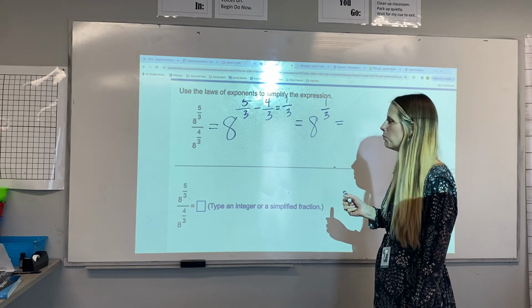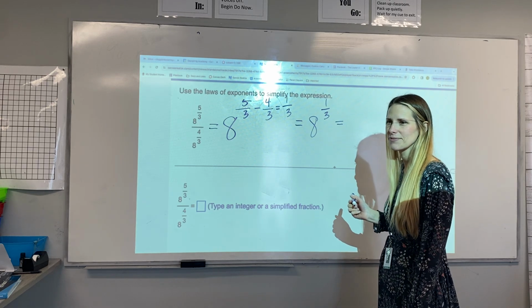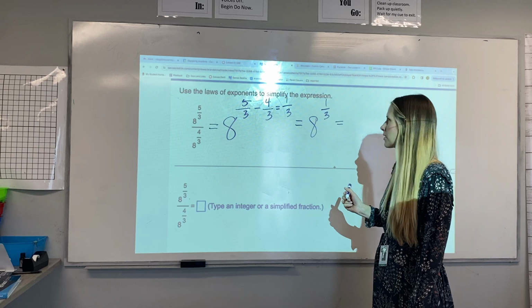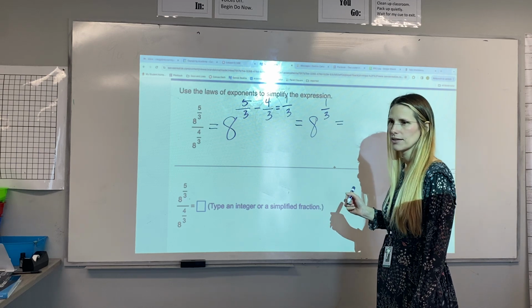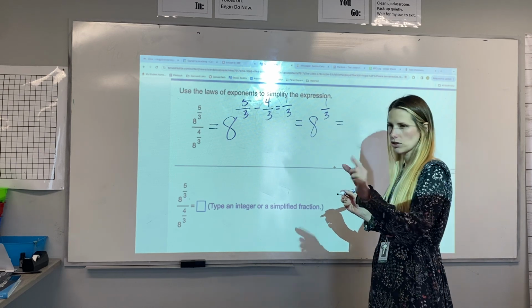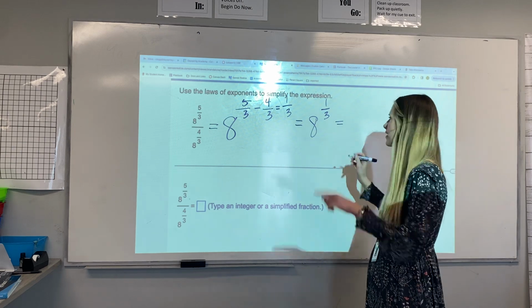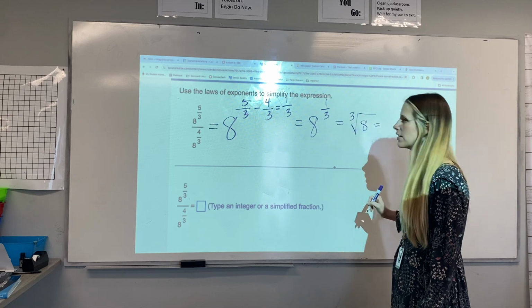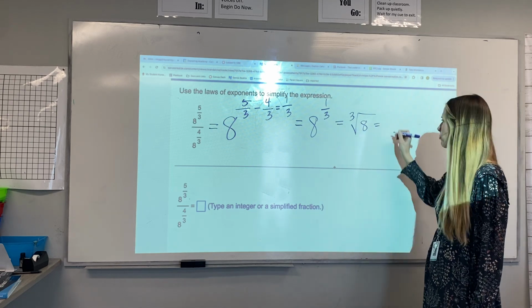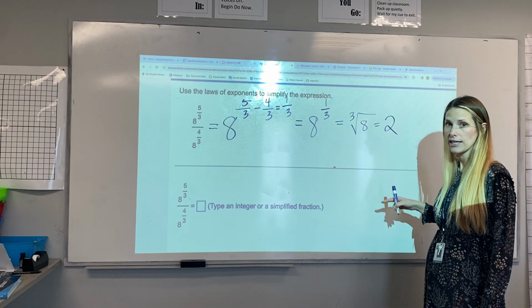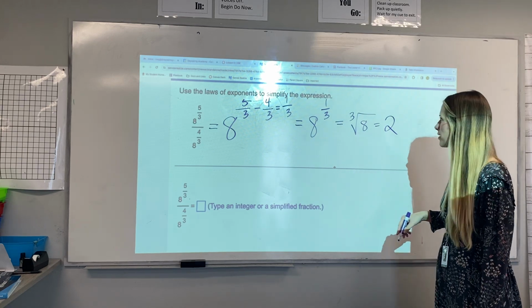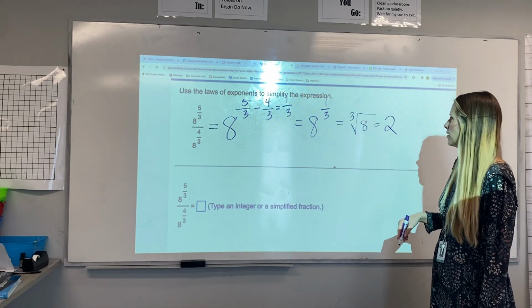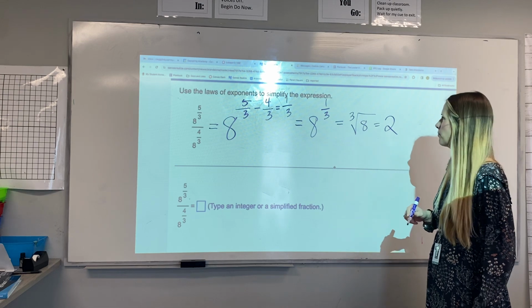You have to do the cube root. Cube root of 8 equals 2. And if you don't have that memorized, that's okay. There's a button for that on your calculator. So the answer is just 2.